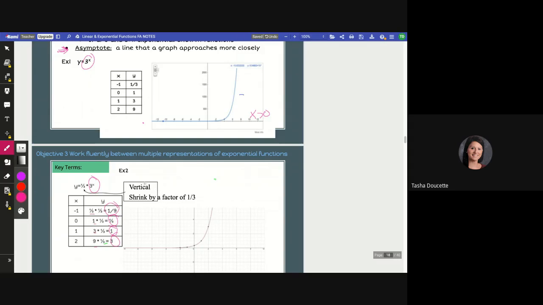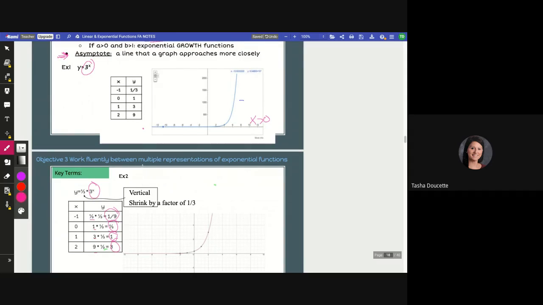So you can see the numbers are actually getting smaller from the first example that we did. So 1/9 is smaller than 1/3, 1/3 is smaller than 1, and so on. So because the factor is less than 1, that means we have a vertical shrink. So this graph is actually shrinking by a factor of 1/3.